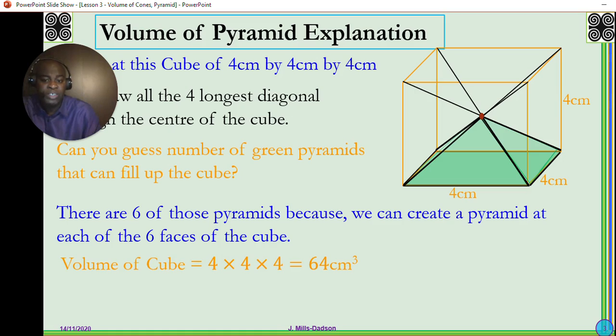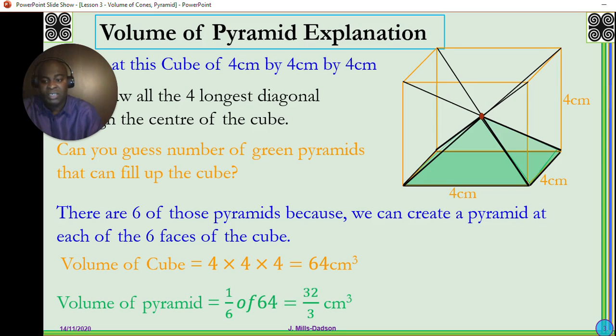Meanwhile, the volume of the cube is 4 by 4 by 4, which is 64 centimeter cube. So if the volume of the cube is 64 centimeter cube, and the pyramid is a sixth of the cube, then we can say the pyramid is 32/3 in simplest form. I don't want to go into decimals, so I'm just keeping it as a fraction because I'm going to make a reference to this fraction to prove a point. So the volume of the pyramid is 32/3 centimeter cube.